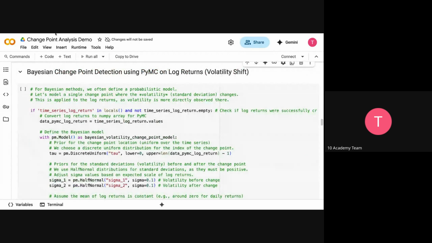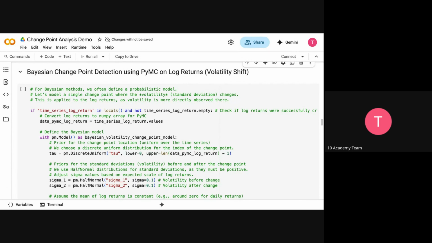Is that clear, guys, before we move on to the Bayesian change point detection? Okay. What about the rest? Is it clear? Good.